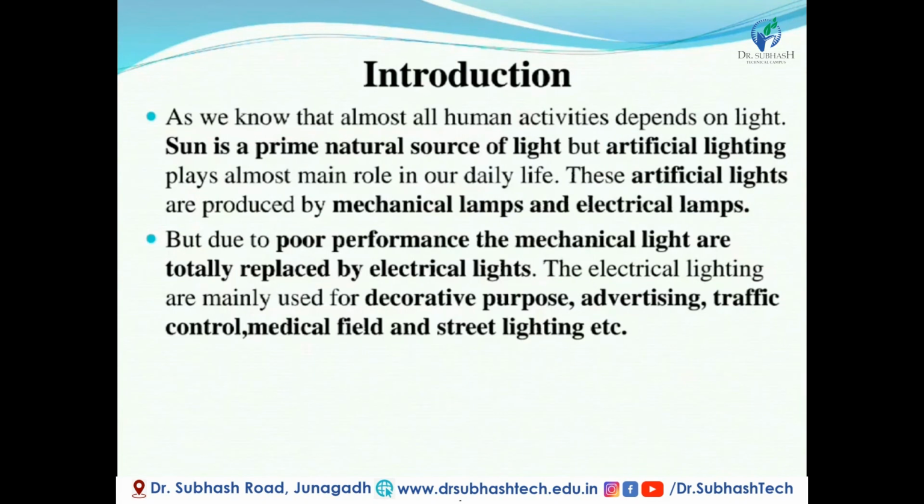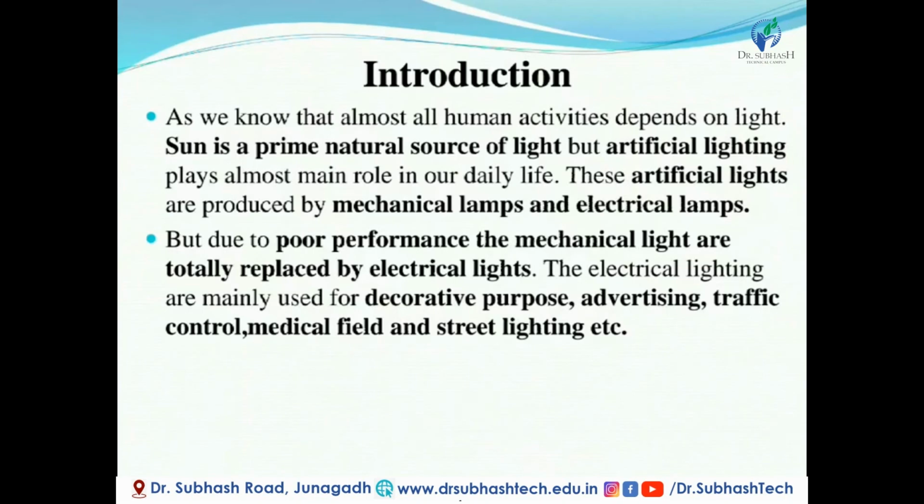Only the sun is the prime natural source of light. It's only available in the daytime. But what about at night? Artificial light plays a very good role in our daily life. These artificial lights are produced by mechanical lamps or electrical lamps. But due to the poor performance of mechanical light, they are totally replaced by electrical lights.